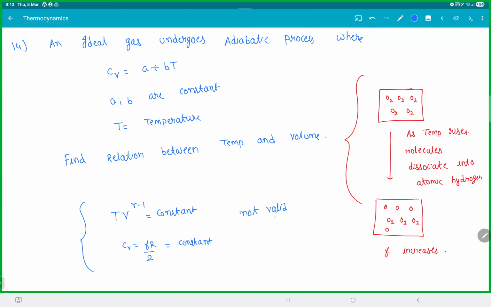In the exam, they won't tell you the whole story. Since Cv is changing. But yeah, this is one way to think about why Cv is changing, why Cv is not a constant.